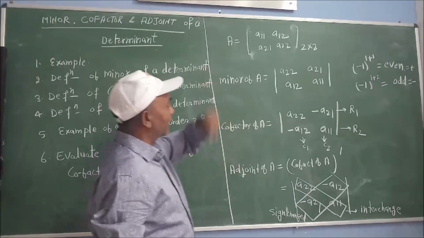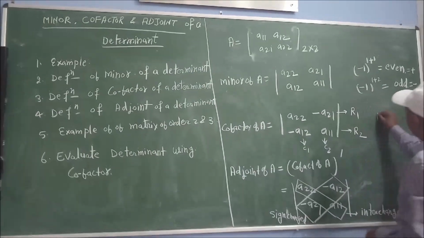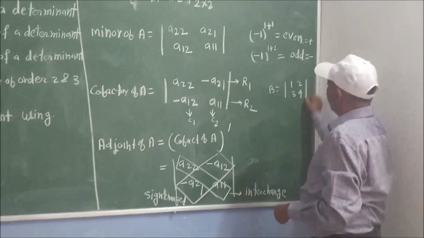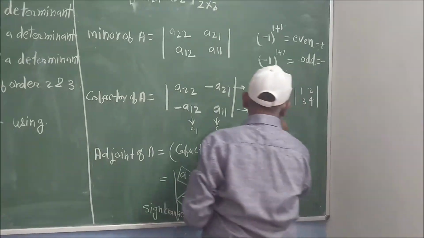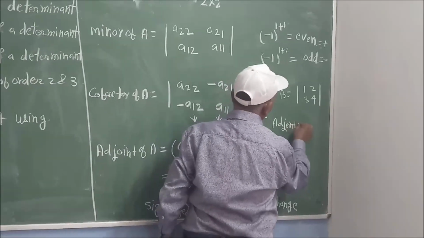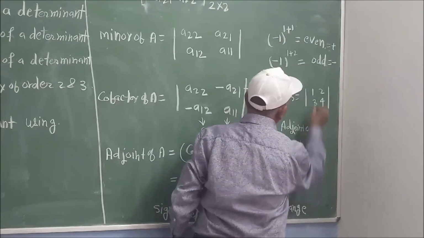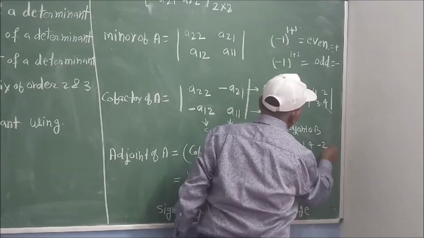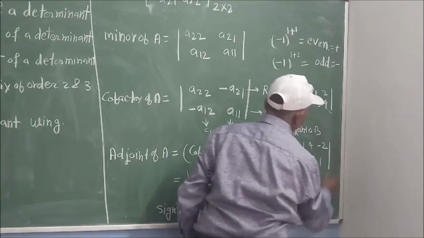Suppose we take another problem. Suppose B is a matrix 1, 2, 3, 4, and we want to directly write the adjoint of B. Directly we write that its diagonal elements are interchanged, so write 4, 1, and the other elements have their sign changed. So it will be like this.